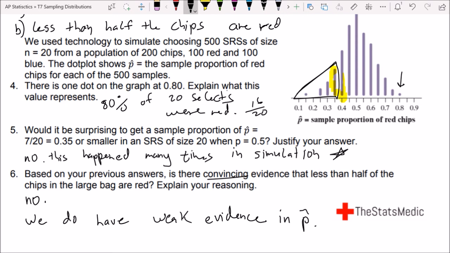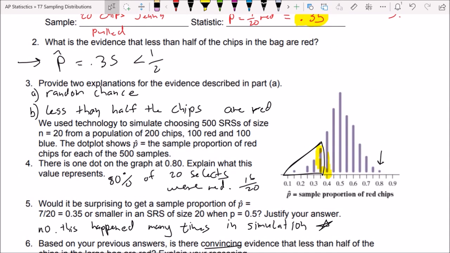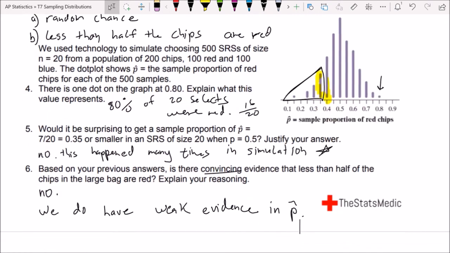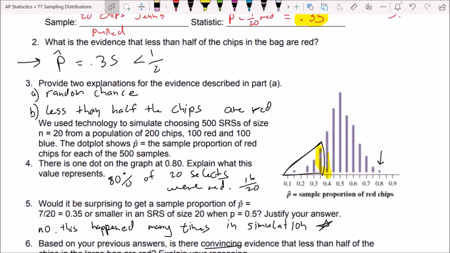Sometimes people want to have this false binary: we found that it's false, or we found that it's true. No, we didn't really find anything here. Our sample was not good enough for us to say. We were unable to say that there's less than 50% red chips, but we're not saying there are 50% red chips. The fact that we got p hat equals 0.35 doesn't suggest that half the chips are red. It just is not enough evidence to say that it's not.